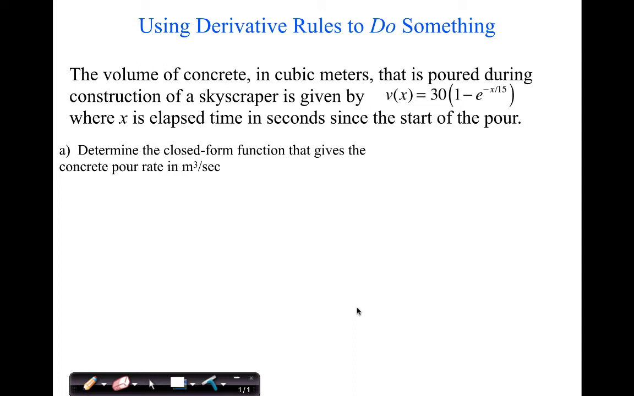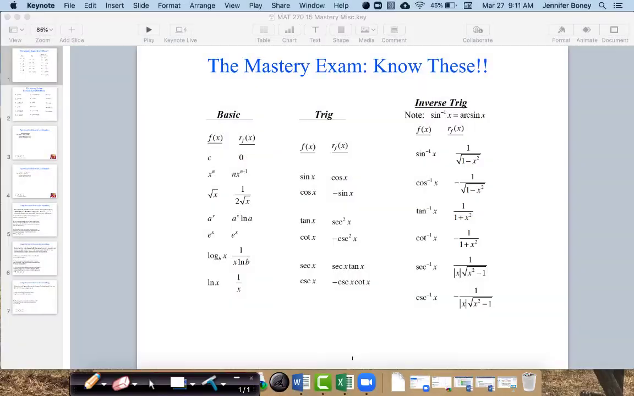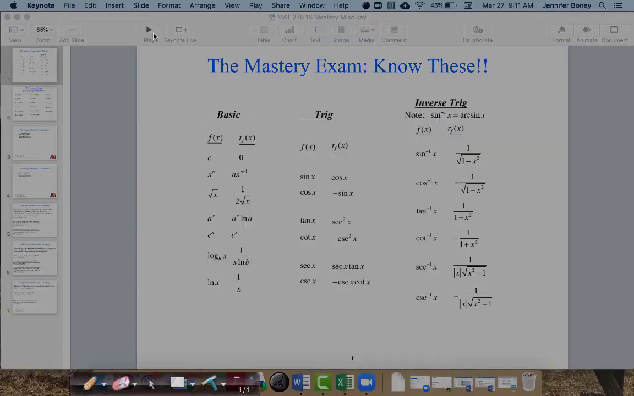Well, the rate at which concrete's being poured in cubic meters per second, this function gives me, based on seconds, it tells me cubic meters. So this would precisely be asking for the derivative or the rate of change of function V. So I can call it r sub v of x. I could call it v prime of x. Either of those are perfectly fine.